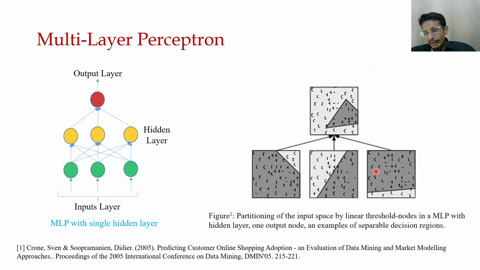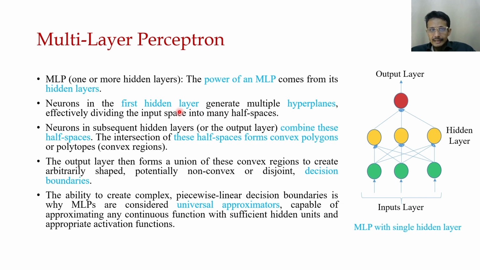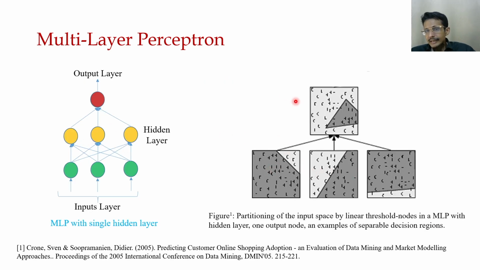Now if we combine these three linear separators, we get a separator that is not linear; you can see some sort of polygon-type separator. That is exactly what we are trying to understand here: neurons in the first hidden layer generate multiple linear hyperplanes, effectively dividing the input space into many halves, and the subsequent layers, the output layer in our case, combine these half spaces. So essentially we are combining them to get a more complicated separator.